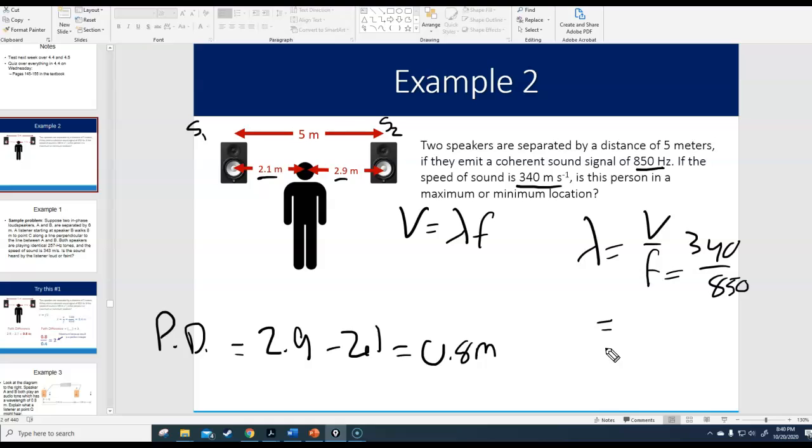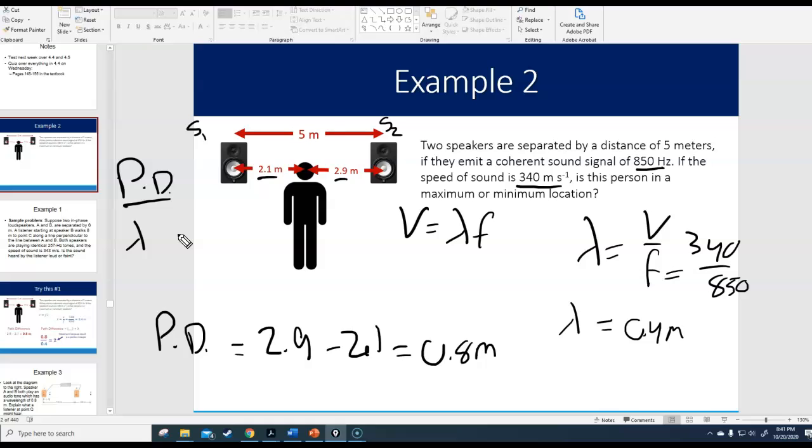Alright, and so I'm going to go to my calculator and type this in. Okay, so when I do that, I get 0.4 meters as the wavelength. Now to assess what type of interference this is, we need to think of the path difference in terms of the wavelength. Well, we can kind of tell visually, but what I would do at this point is take the path difference and divide it by the wavelength.